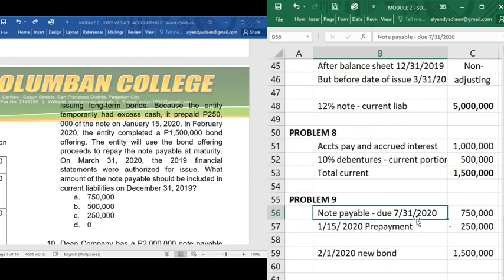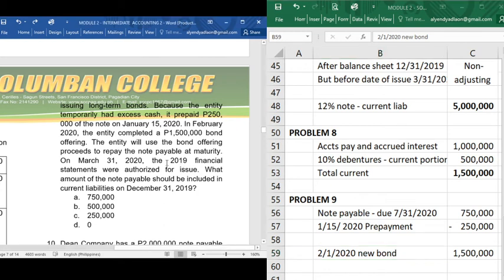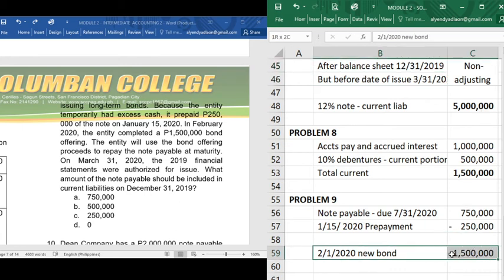But he refinanced it, he changed it into a long-term bond. Question, when did he refinance? February 1, 2020, that is already after the balance sheet date of December 31, 2019. Therefore, you should not adjust it from current to non-current. That is non-adjusting. It happened on February 1, 2020.